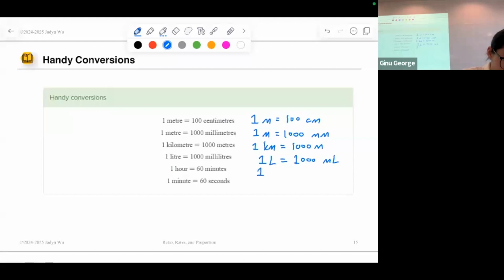And an hour, which is 1 H, equals 60 minutes. And 1 minute equals 60 seconds as well, or just S. So those are just common facts of the unit conversion here. Any question about the common units here?